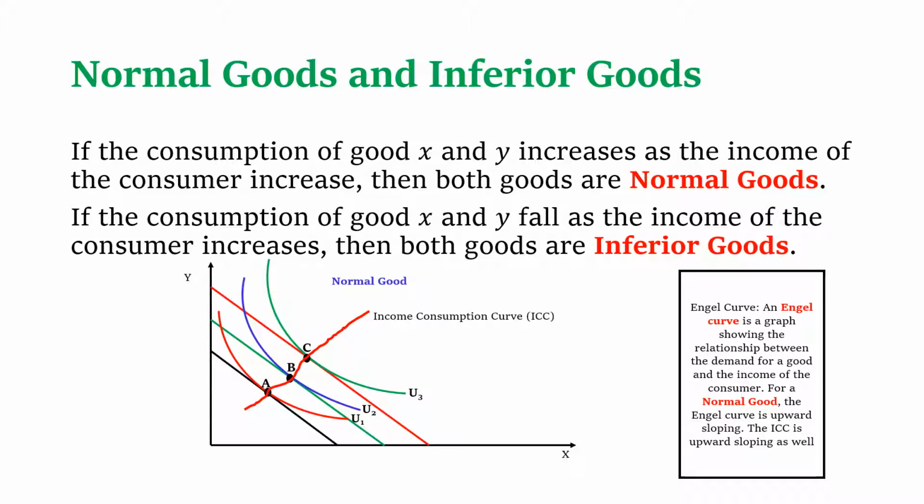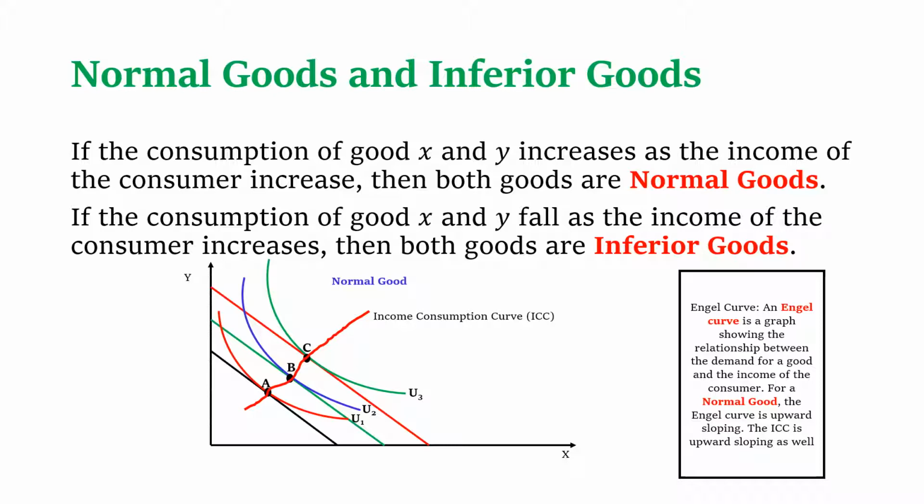Now the Engel curve was attributed to a German statistician and economist called Ernst Engel, who lived between 1821 and 1896. He tried to develop a relationship between the expenditure on goods and the incomes of the consumer.